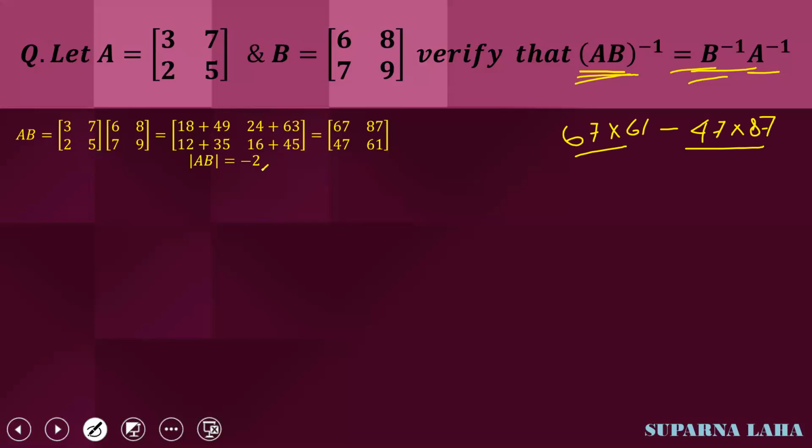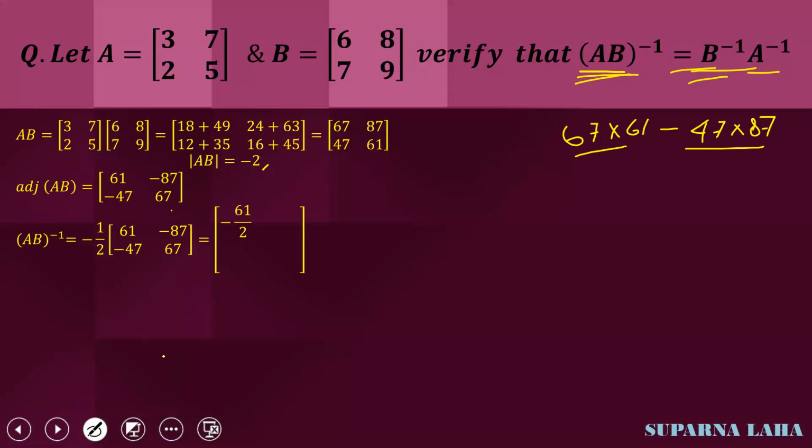Since the determinant of AB is -2, it will be a non-singular matrix. So you can easily find its inverse. The adjoint of AB: just exchange the diagonals, that is 61 here, 67 here, and just add minus to the off diagonals. So here it is, -87, -47, and then divide it by -2. Here I'm taking this -2 inside of this matrix. So it will be given by this. So this is AB inverse.